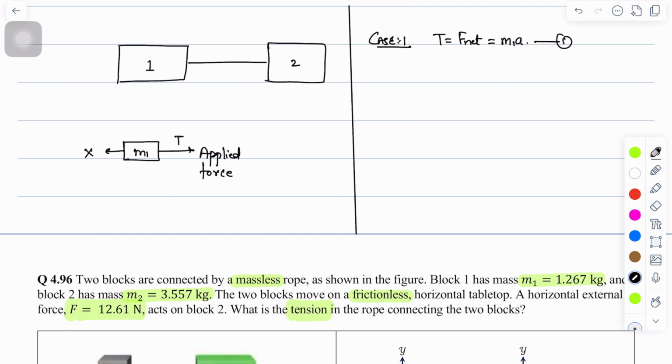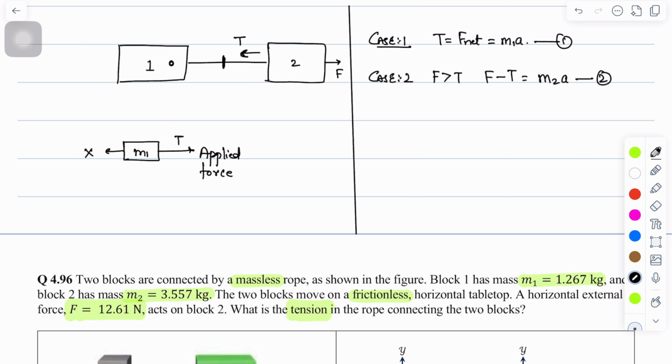Now for body 2, let's say break the wire here. So you are applying force this side. Because of the mass, this is behaving in this direction. This is your tension, in opposite direction, yes or no? So can I say case 2, applied force F is greater than tension, so F minus T is equal to F net, which is M2A. This is your equation number 2.